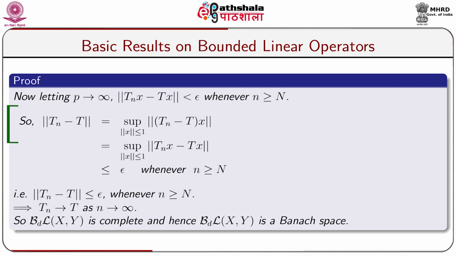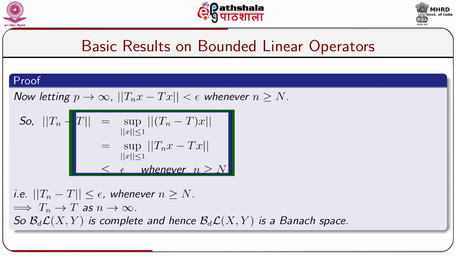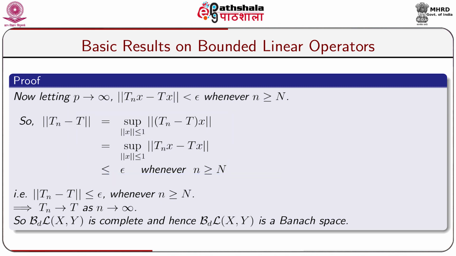So, norm of Tn minus T is equal to supremum of norm of Tn minus T of x, where supremum is taken over norm of x less or equals to 1, which is equal to supremum of norm of Tnx minus Tx, where supremum is taken over norm of x less or equals to 1, which is again less or equals to epsilon whenever n is greater or equals to capital N. That is, norm of Tn minus T is less or equals to epsilon whenever n is greater or equals to capital N, which implies that Tn goes to capital T as n tends to infinity. So, BDLXY is complete, and hence BDLXY is a Banach space.